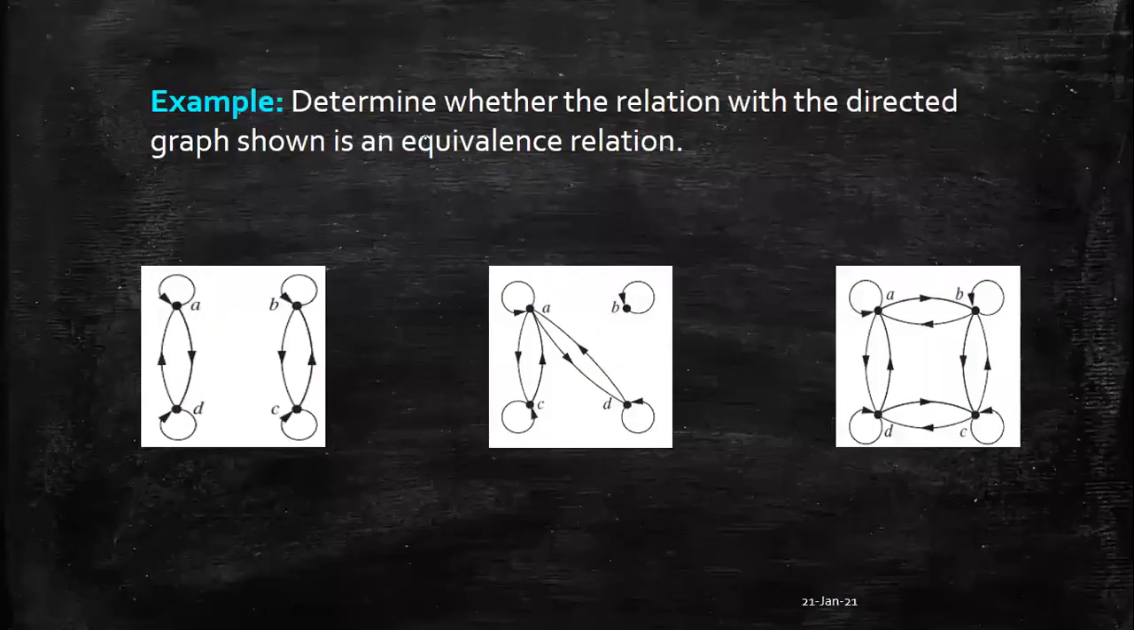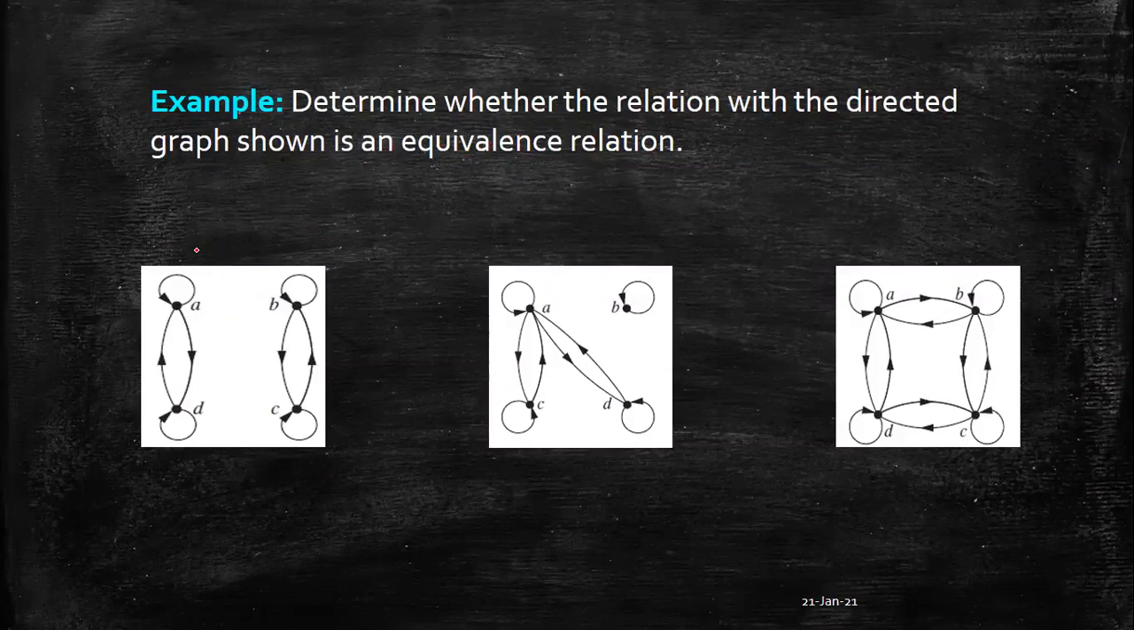Determine whether the relations with the directed graphs shown are equivalence relations or not. So solve these two diagrams by yourself. I'll be solving this diagram. For this diagram, first and foremost, you have to assign it some relation name. So we will assign it the relation R. Now for this relation R, what are all the edges of this relation?